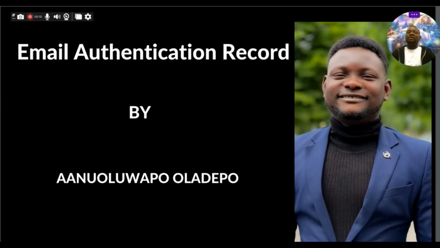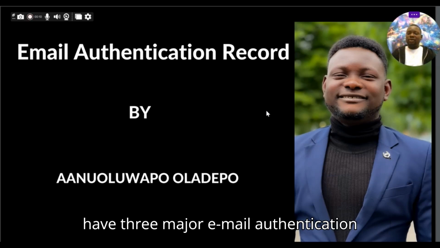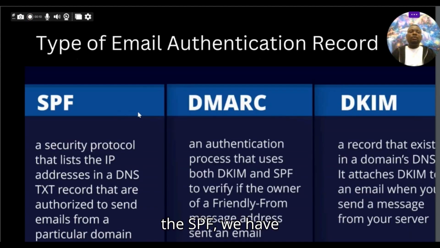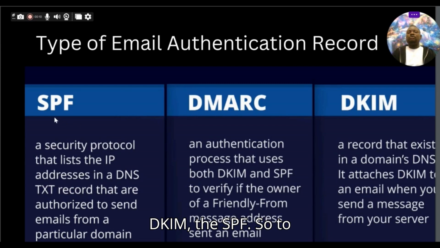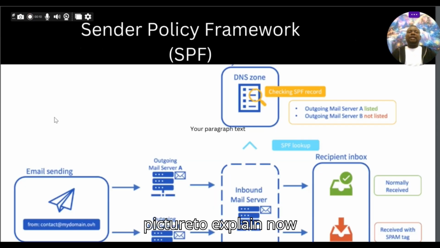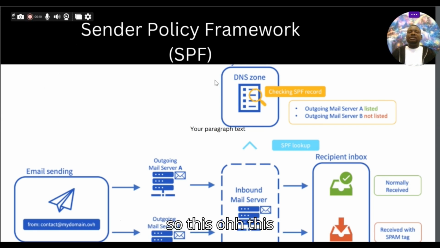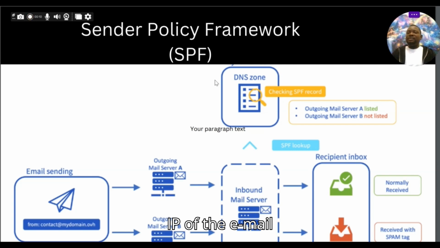So what are the email authentication records that we have? We have three major email authentication records, which I'll be explaining. We have the SPF, we have the DMARC, we have the DKIM. The SPF: to explain this properly, I'll be using this picture. SPF means Sender Policy Framework. So this authenticity is verified with the IP of the email sender.